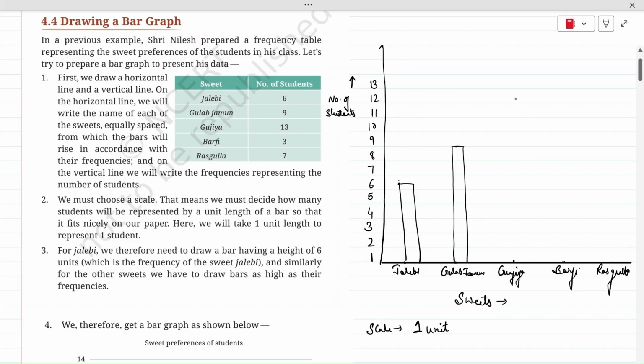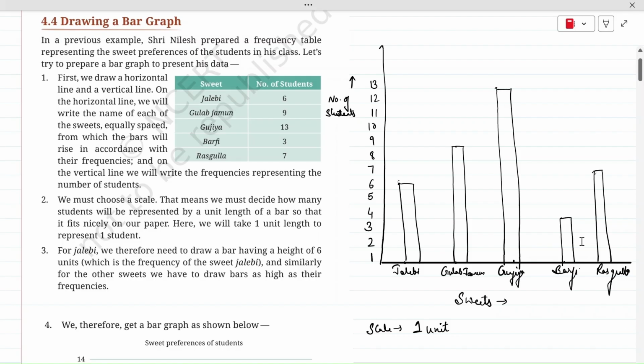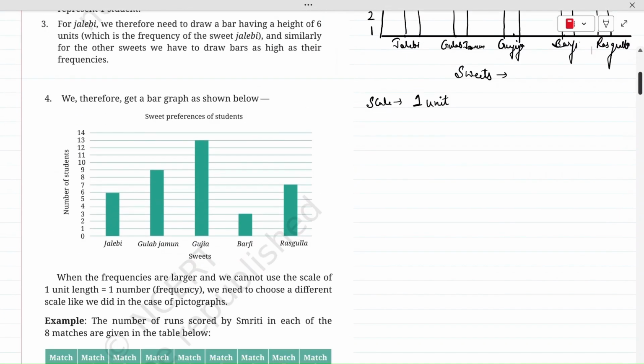Then gujia. For gujia, we have 13, which is here. So this is how we have to make it. Then we have barfi, 3 only, and the last one is rasgulla, that is 7. So for rasgulla we have 7. This is the graph which we have to plot. Now let us see what has been plotted here.